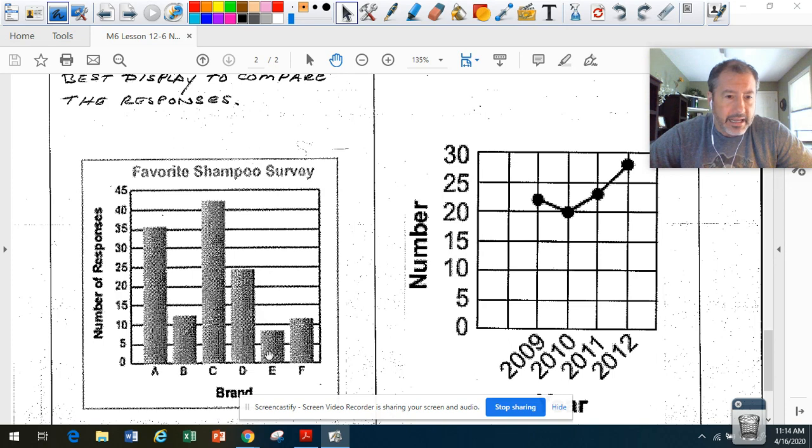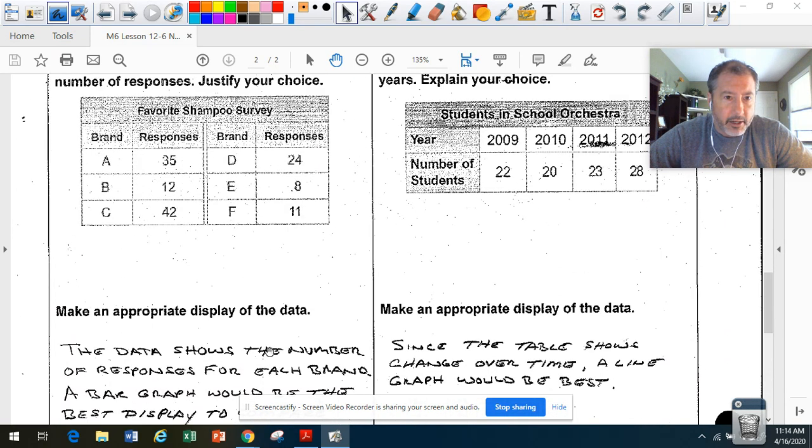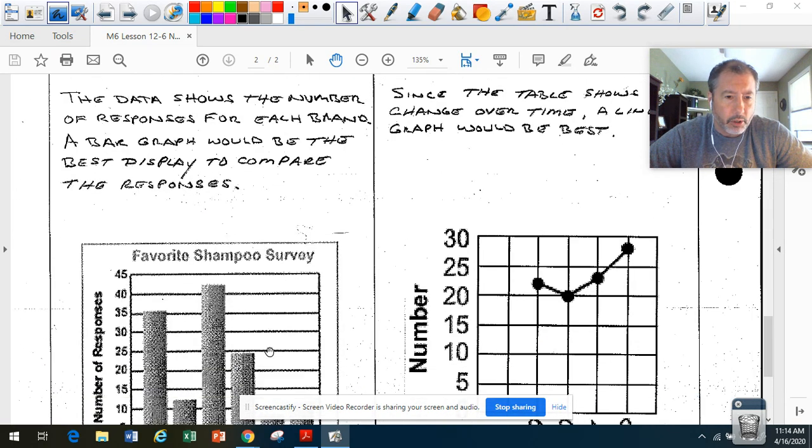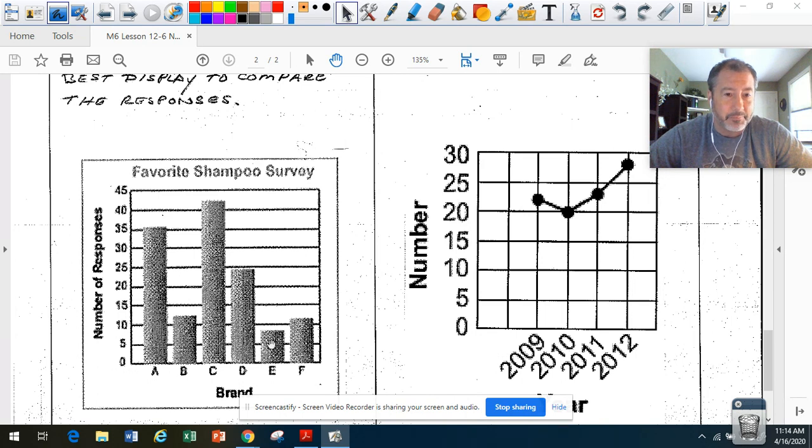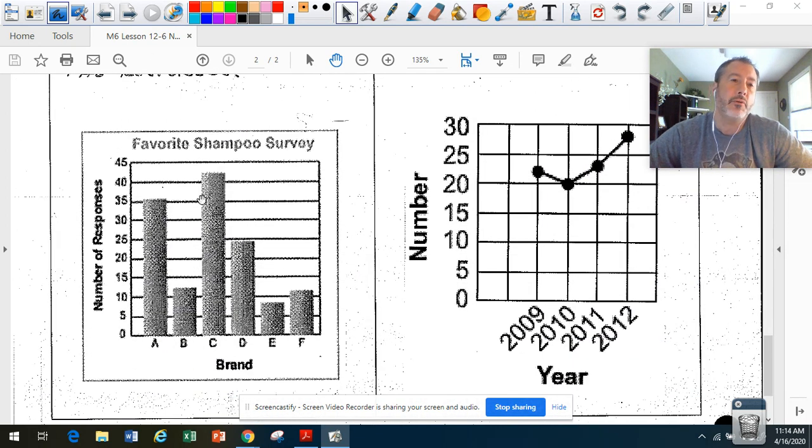Brand E looks to be about 13. Am I correct on that? Brand E, my bad, 8. Should be down here. And then finally, brand F looks to be about 11 or so. Yes, I am correct there. So this is how we would make ourselves a bar graph, having our brands at the bottom, which are our specific categories, and how many times the responses have occurred on our y-axis here.